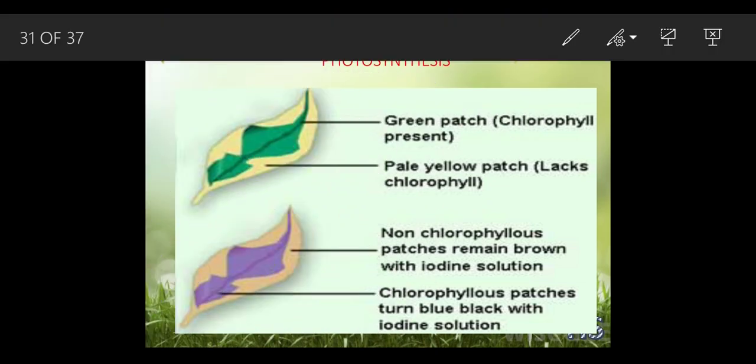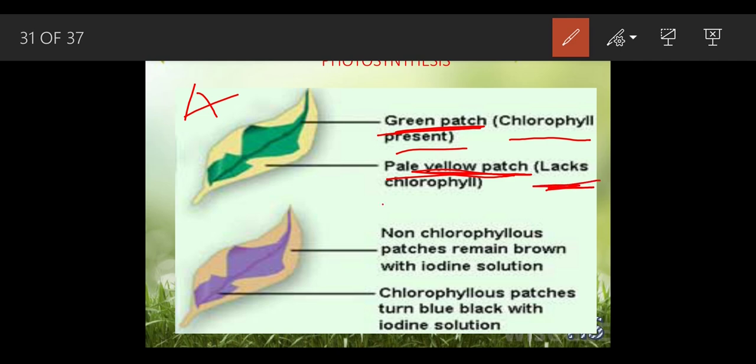Now see, you have to take a plant with a variegated leaf. What do you mean by variegated leaf? See this, suppose this is A. See this A part perfectly. We can see there is some part which is green in color and there is some part which is pale yellow. In the green part they have written that the chlorophyll is present here. In the pale yellow patch they have written that there is a lack of chlorophyll.